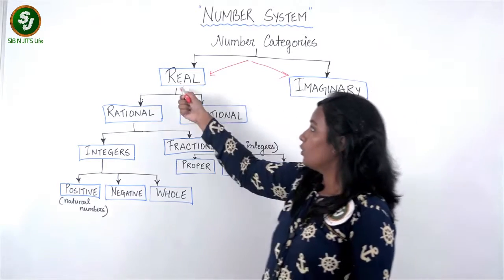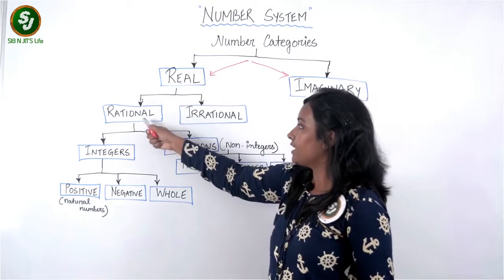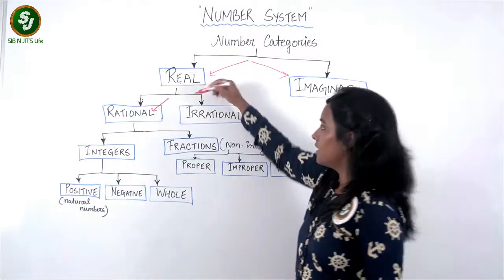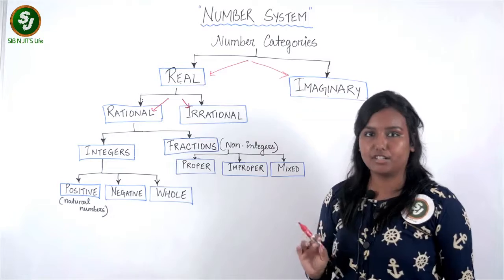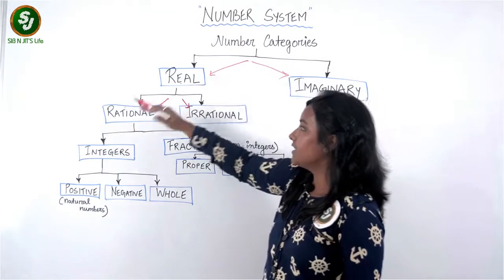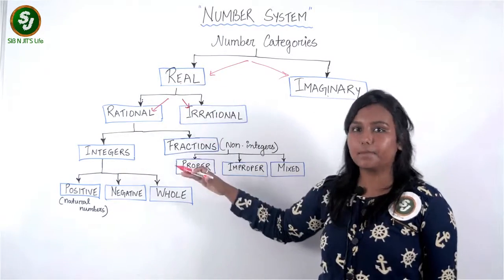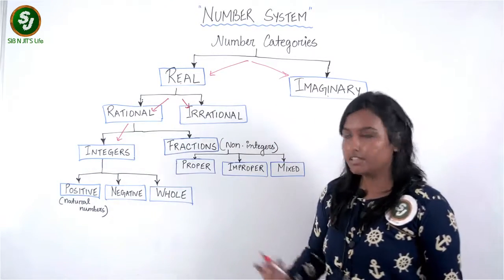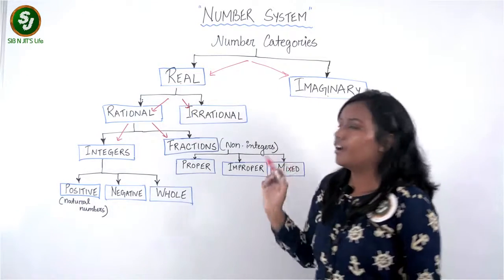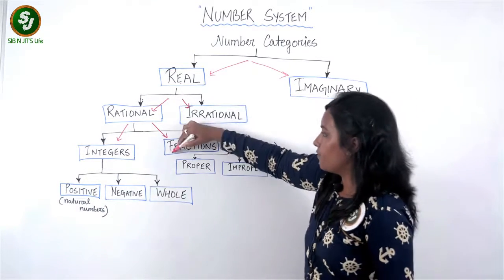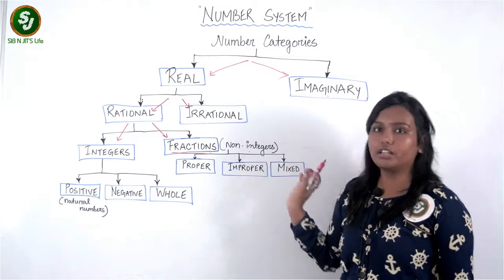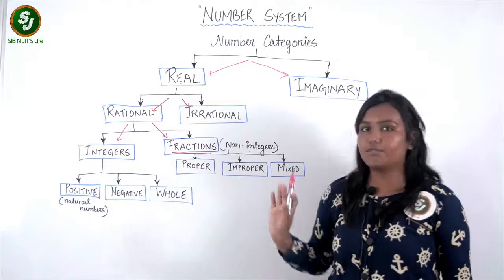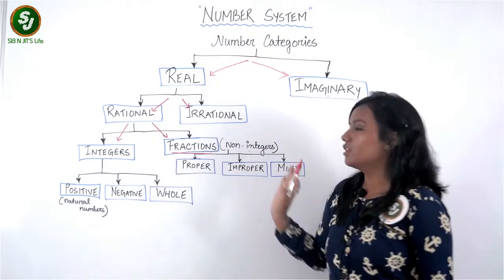Real numbers are basically divided into two types. The first one is rational and the next one is irrational. Again this rational and irrational is subdivided. Rational is of two types, integers and fractions. These fractions can also be termed as non-integers. So rational is divided into two types, integers and fractions, or you can say integers and non-integers.